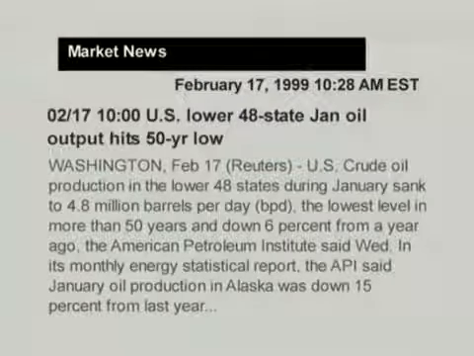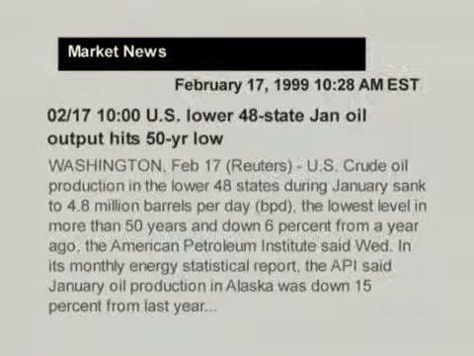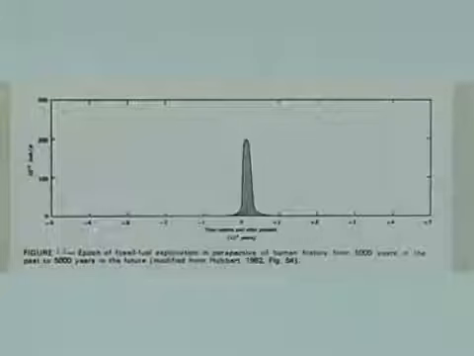You've seen the figures. Here in 1999, U.S. lower 48 state January oil output hit a 50-year low, exactly what you expect as you're going down the right-hand side of the Hubbert curve. And one of Dr. Hubbert's favorite graphs is this one. And this is on a time scale from 5,000 years ago to 5,000 years in the future, and the age of fossil fuels is a little blip in the middle of the screen.